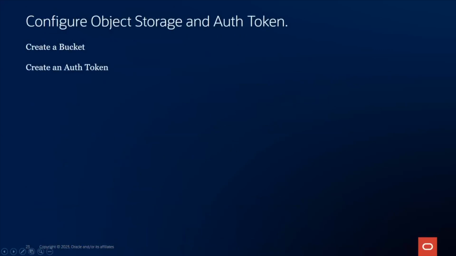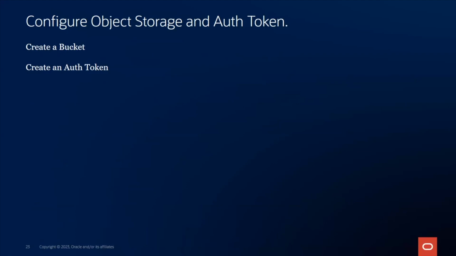Once that is done, of course, we need to configure the object storage and auth token. First of all, we need to create a bucket in whatever tenancy you are using. For me, I have created it in a source tenancy, but of course your source might be on premises. In that case, wherever your Exadata is, there we create a bucket. And then of course we need to have an auth token over there.